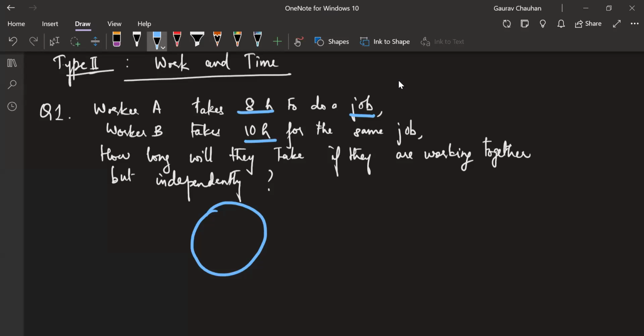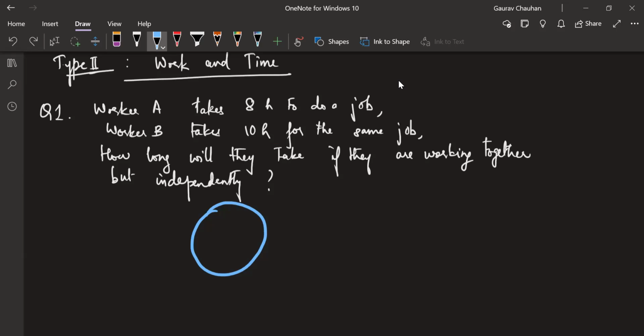table, it can be doing some coding, it can be running 25 kilometers. We don't know what that work is. We don't know what that job is. It is not important for us. But we are taking the example of eating a cake. Whatever the job, we're thinking that eating a cake is that example. Now worker A takes 8 hours to eat that cake. Worker B takes 10 hours to eat the same cake. Okay, to do the same job.